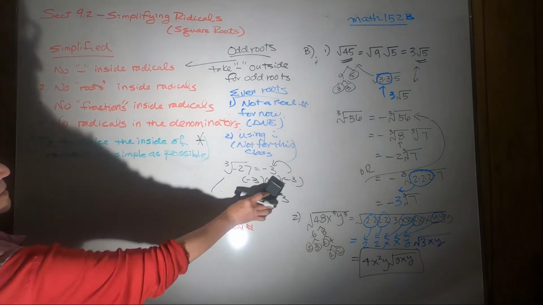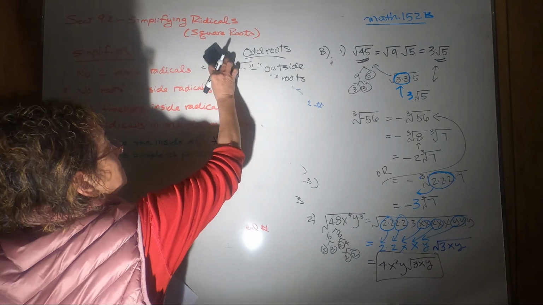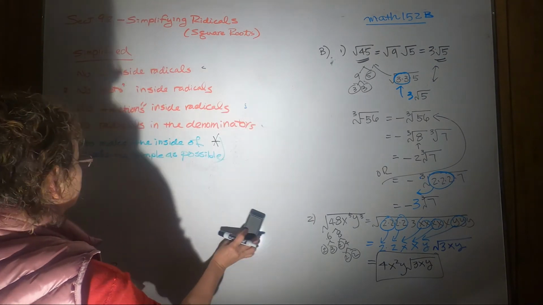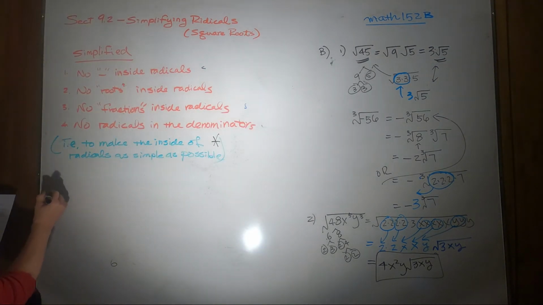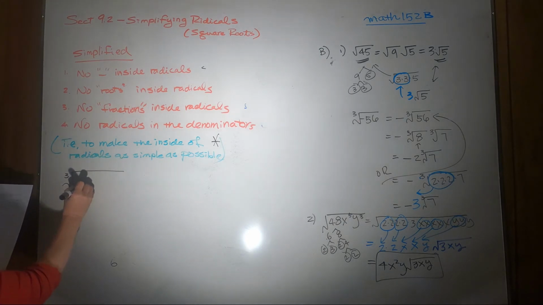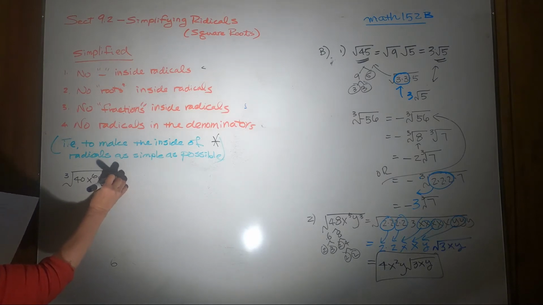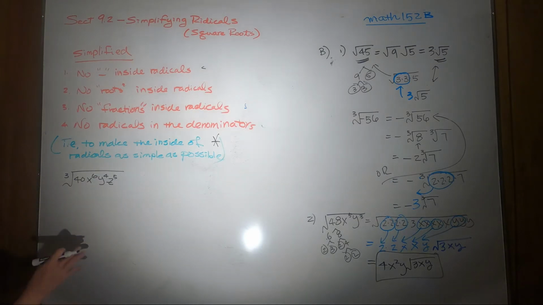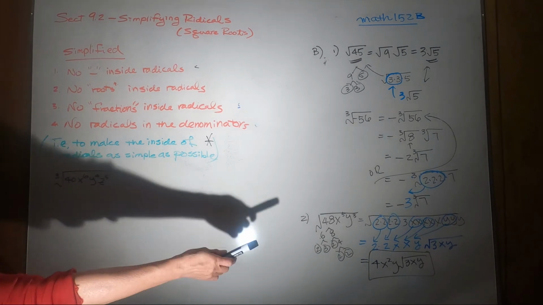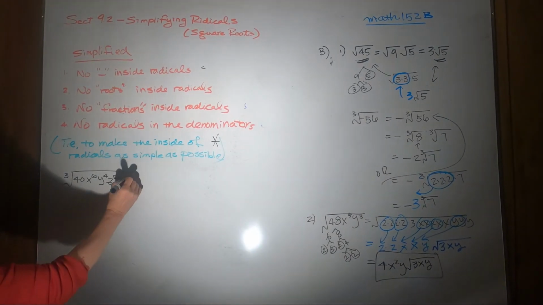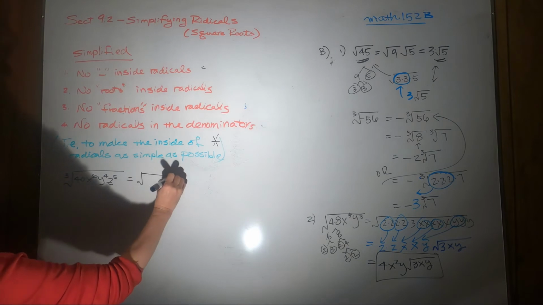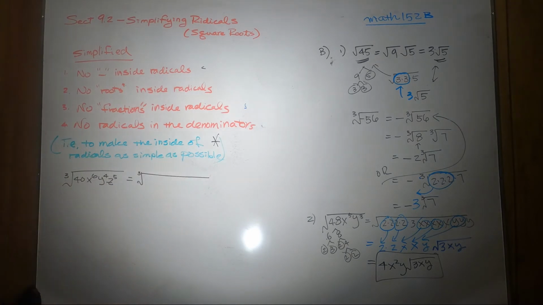All right. Okay, then let's take a look at the next one. So next one we have the cube root of 40 x^6 y^4 z^5. If you don't see it right away, you just spread it out like this. Okay, so cube root, right?